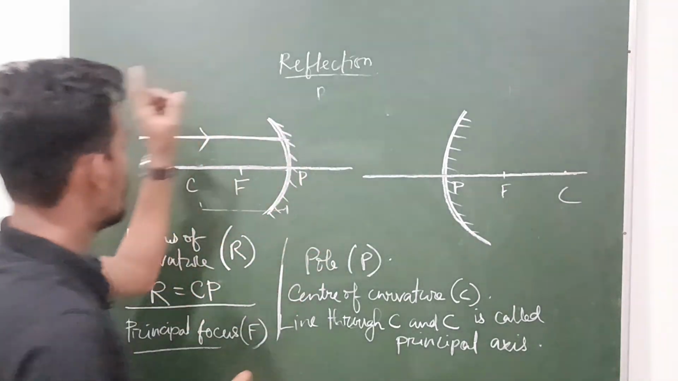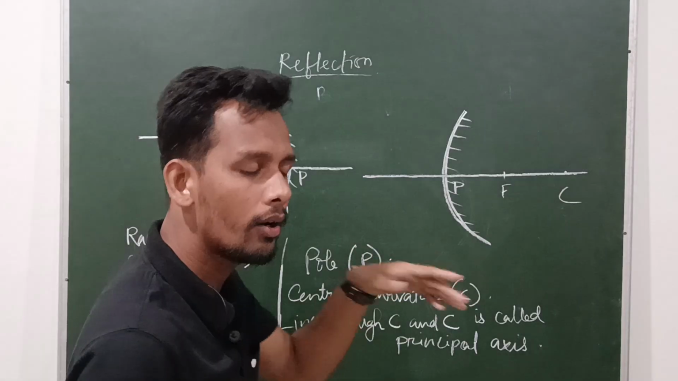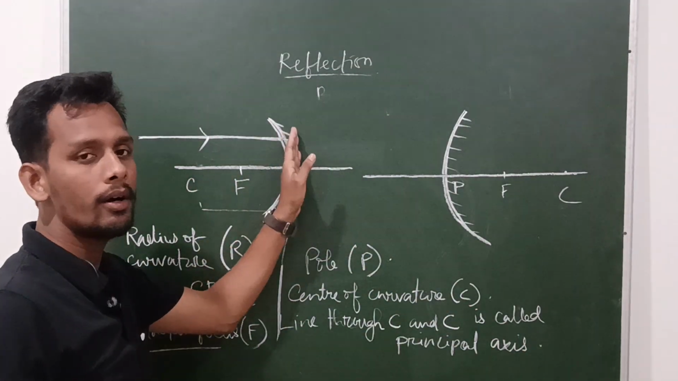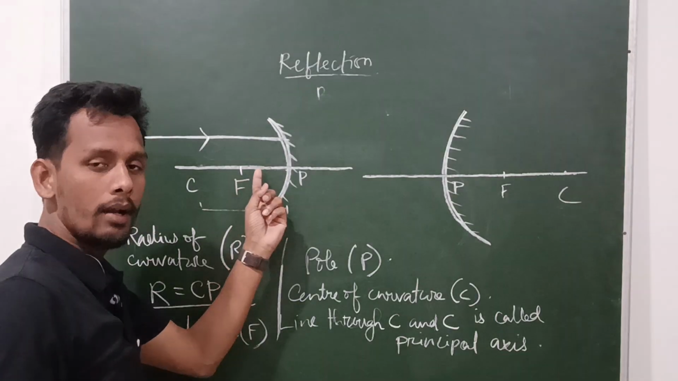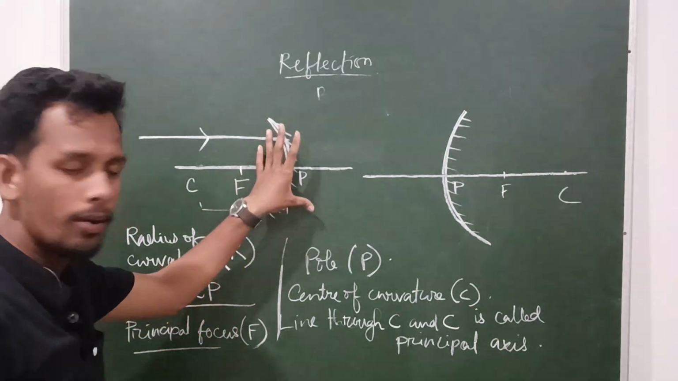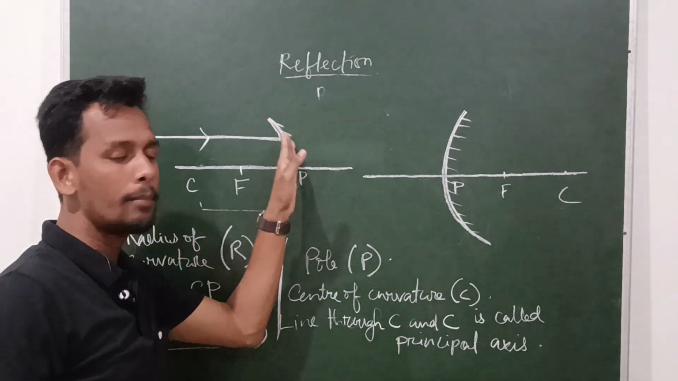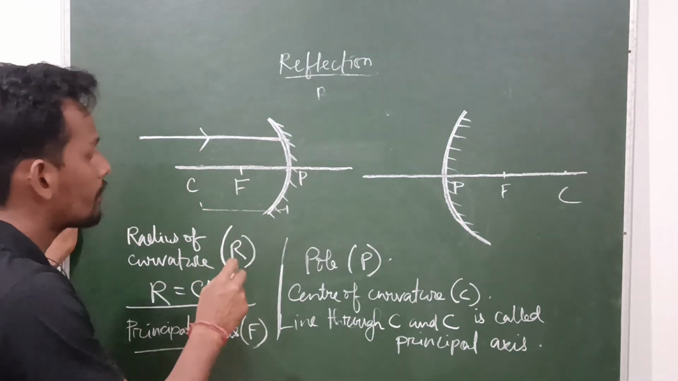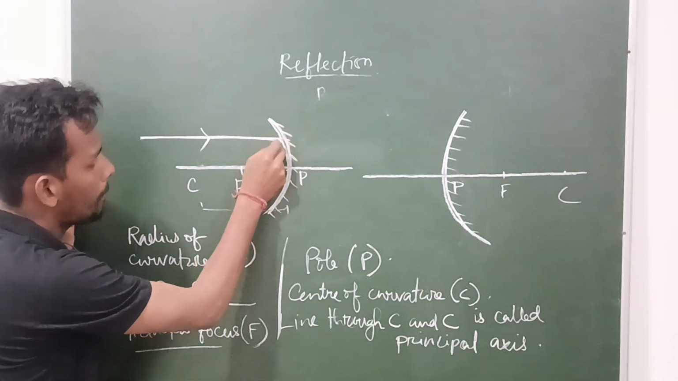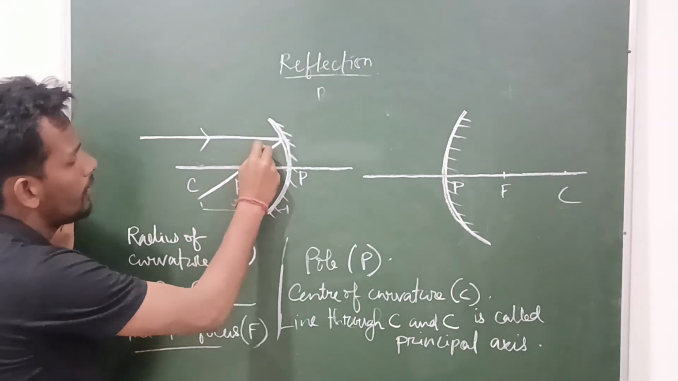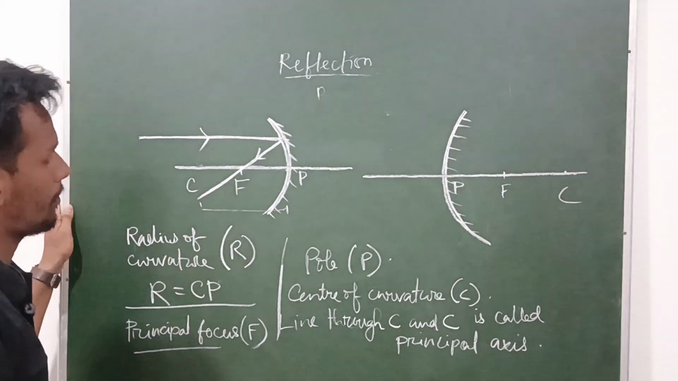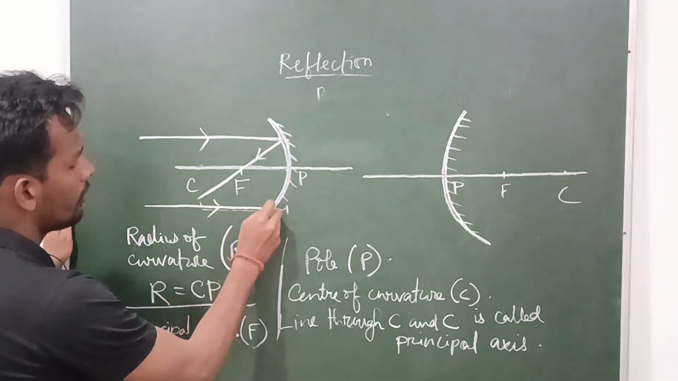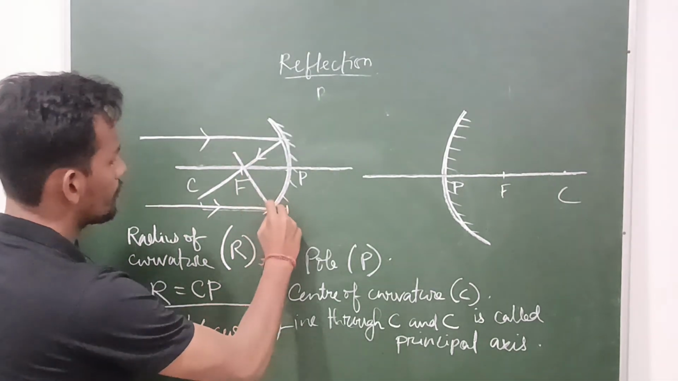Always remember this. If light comes from infinity or from any object, light always falls on the mirror parallel to the principal axis. So in case of a concave mirror, when light rays fall on the mirror in straight lines, after reflection they will pass through a point on the principal axis. Same here, if you imagine a line here also, after reflection it will pass through this point.